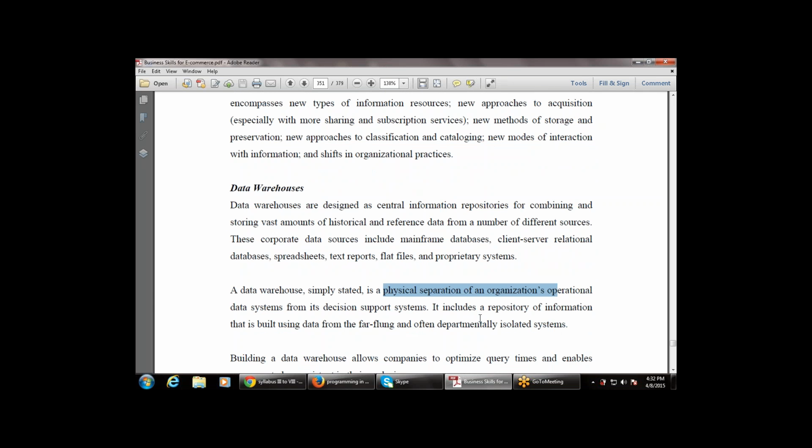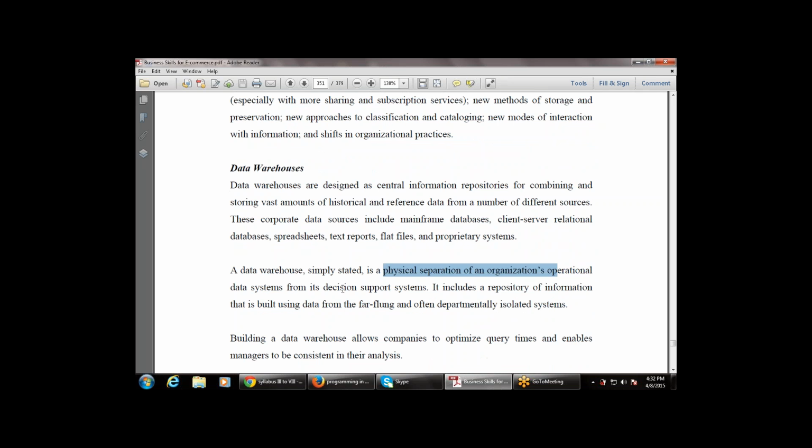A data warehouse, simply stated, is a physical separation of an organization's operational data system from its decision support system. That is how the organization is performing or operating. It is simply a separation from the operational data system. It includes a repository of information that is built using data from far-flung and often departmentally isolated systems.